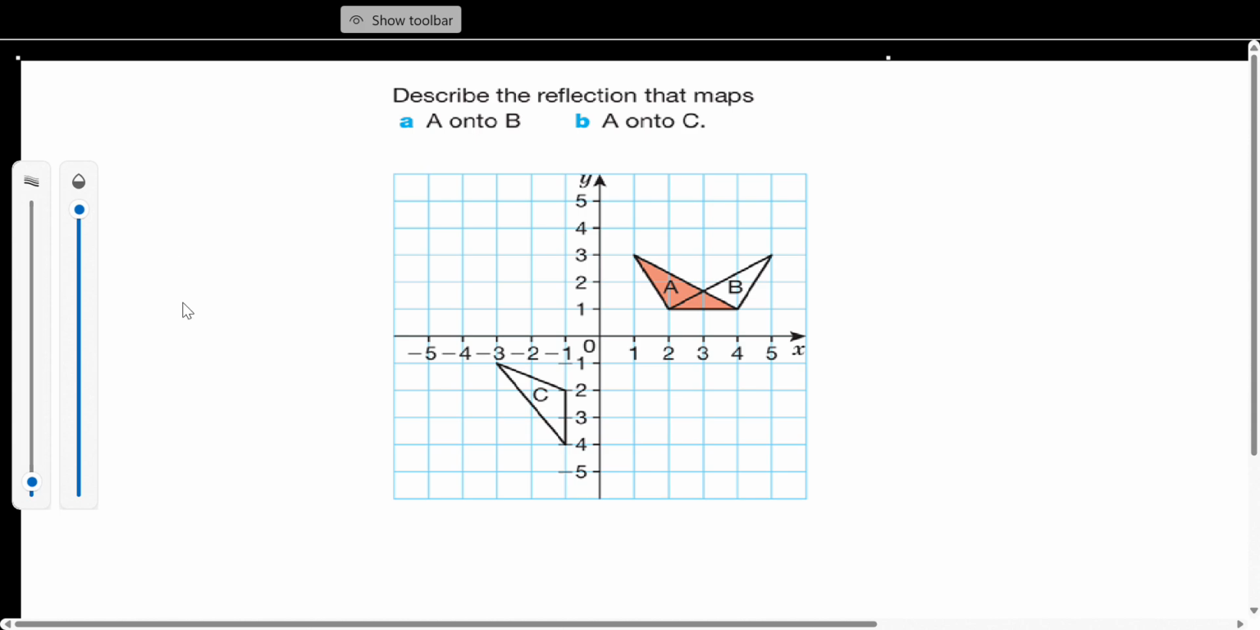In today's video, let us see how to identify the transformation from this illustrated grid. The heading actually says describe the reflection. So it is obvious that the transformation is reflection here. But how do we confirm that it is reflection?